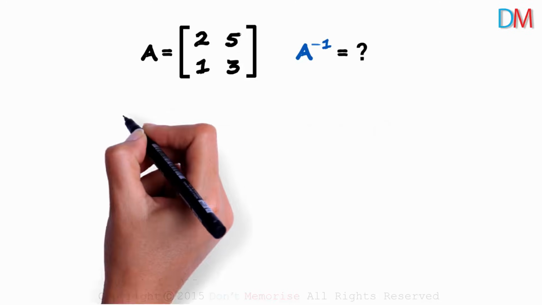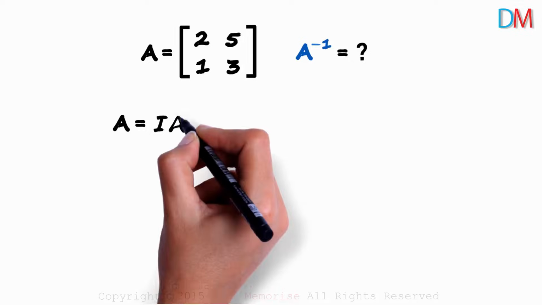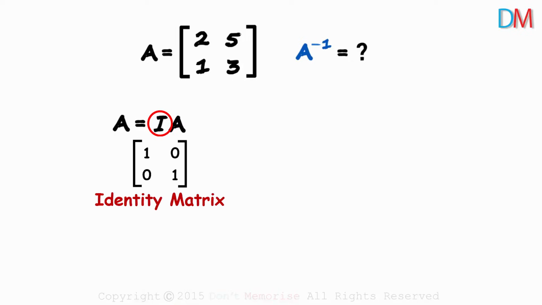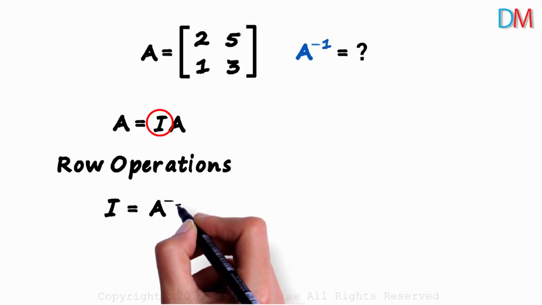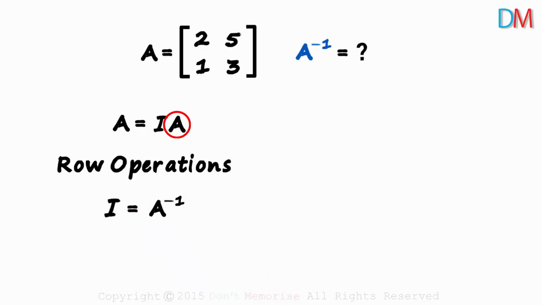We first write the matrix A as I times A, where I is the identity matrix or the unit matrix. And then we perform row operations on matrix A to reduce it to the identity matrix. Performing the same row operations on I reduces it to A inverse. And we keep this A as is. That's how we get A inverse using row operations.